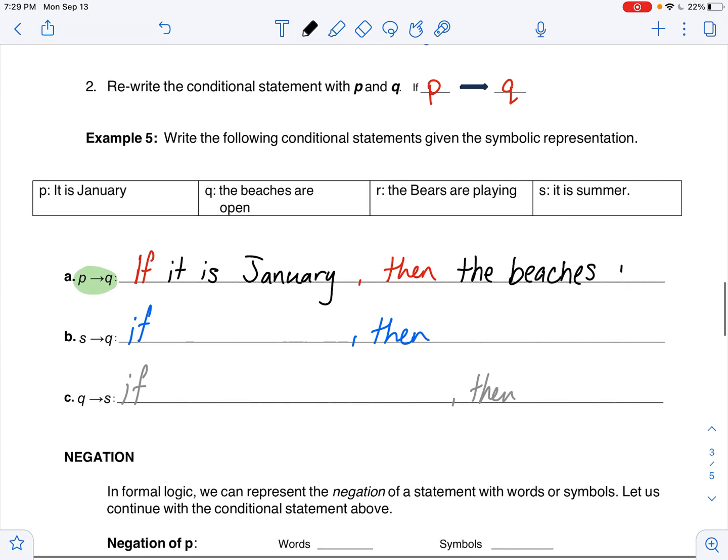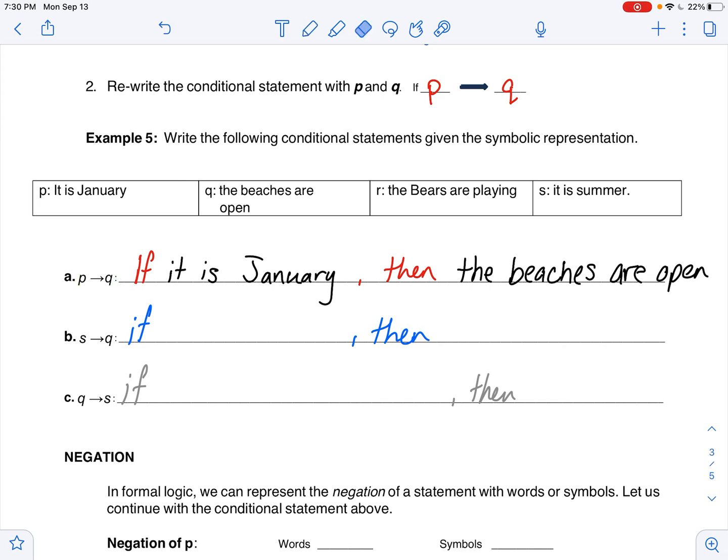And of course, these do not have to be true statements. They can be false statements. We can prove that they're false in certain situations. But at least for now, all we need to know is how to write out and represent our conditional statements in different ways. So there's my hypothesis, there's my conclusion. If it is January, then the beaches are open.